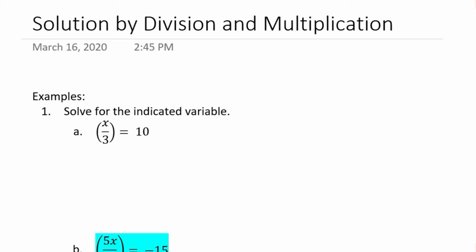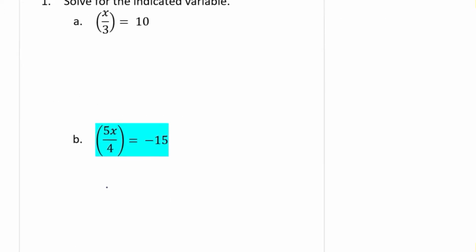But if you are given a slightly more complicated question and you want to determine how to solve for that x, how will you go about that? Looking at b, for example, b has 5x over 4 is equal to negative 15, which means that there is a value for x that will make this equal to minus 15. Now how do you go about that?